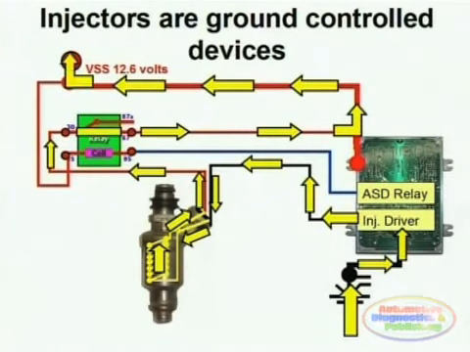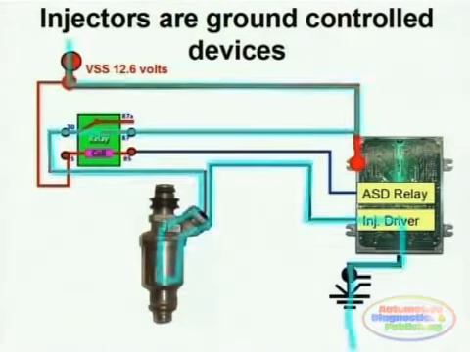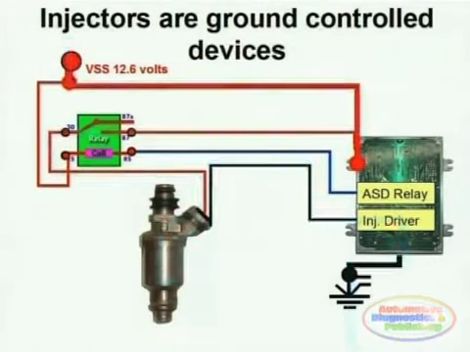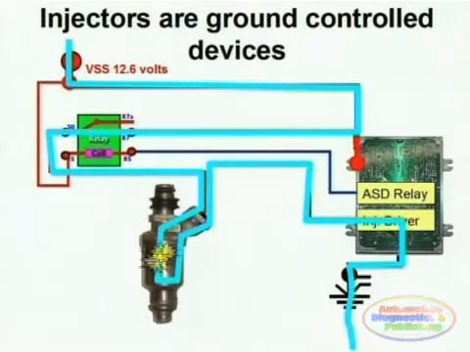The ASD relay is activated anytime the ECM sees a crank sensor input. In other words, the ECM has to detect that the engine is actually turning for the ASD relay to be activated. In this particular case, we see in light blue the current path that energizes the injector to open. This current path flows from the negative side of the ECM through the internal transistor, through the injector winding, and up through the relay and the voltage supply line.